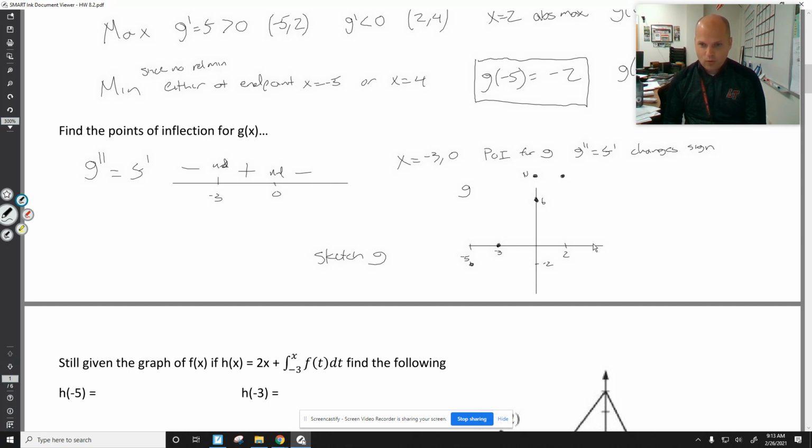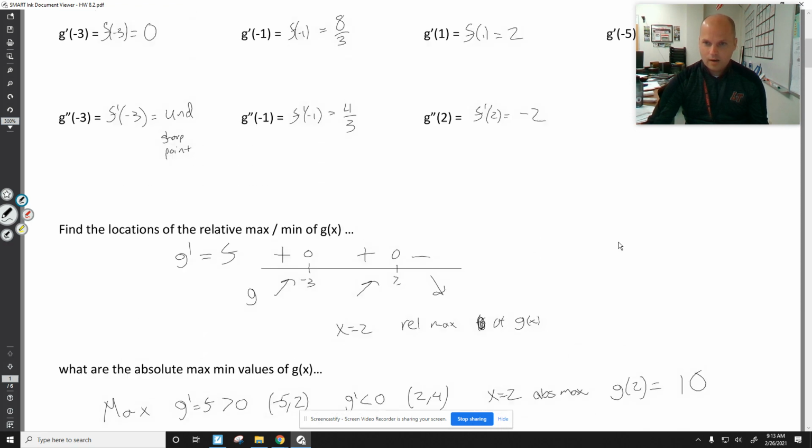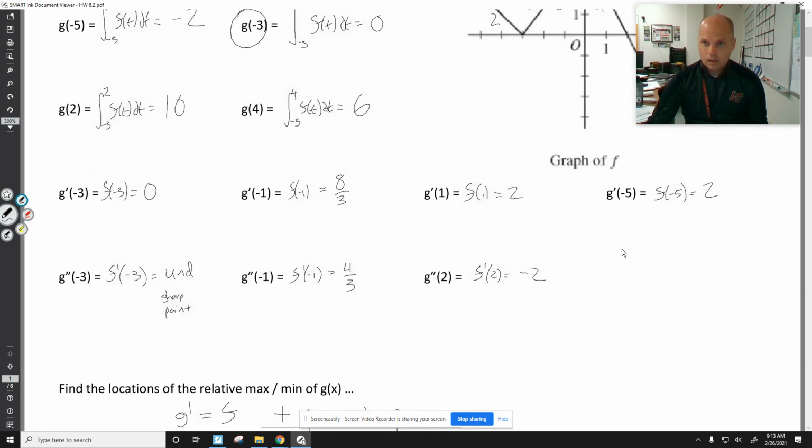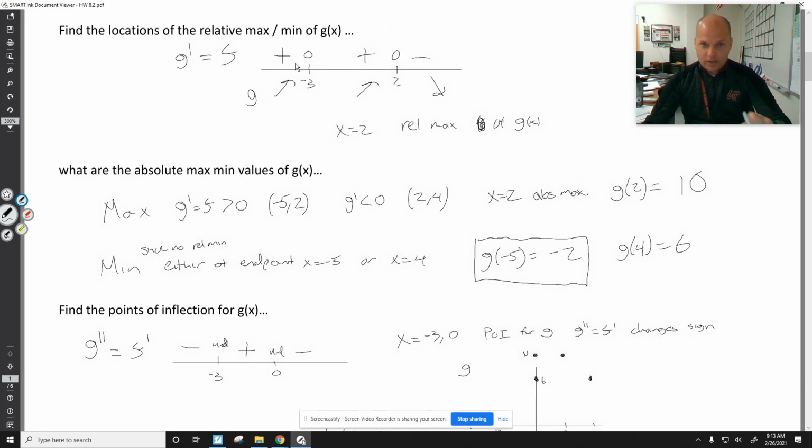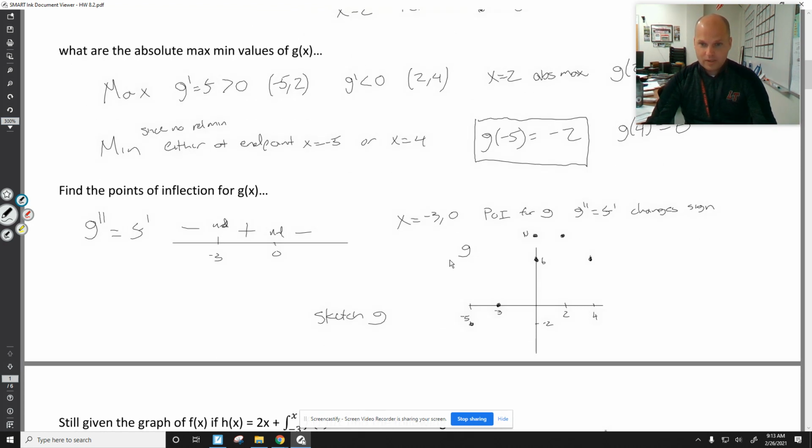And then at 4, I'm at a y coordinate of 6. 10 minus 4. That area tells me my displacement. So I'm back down to 6. It makes sense. I'm going up, I'm going up, I'm going down. So going up, go up, go up, go down.